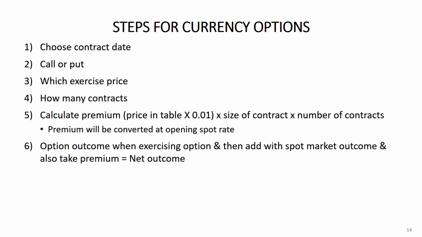And 6, option outcome when exercising the option. Of course you get an outcome under the option when you exercise it. There might be some cases where you don't exercise an option. You need to decide whether you will exercise the option or not. Only when you exercise an option will you have an outcome under the option. What happens when you don't exercise? Then the outcome will be under spot. There will be no impact in the option, but yes, under the spot market, there will be an impact.